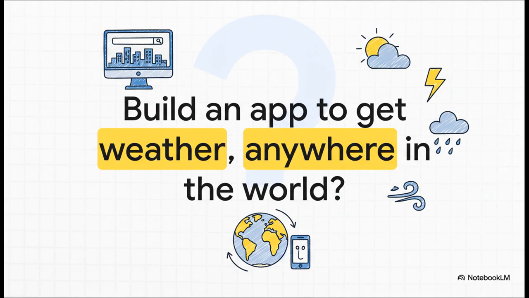So what's the big idea? Well, imagine an app where you can just type in any city, Paris, Tokyo, your hometown, and boom, you get the live weather. That's what we're building. A simple, clean, and surprisingly powerful little tool. And by the time we're done, you'll know exactly how to do it yourself.